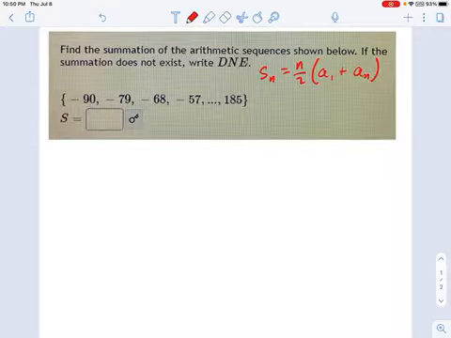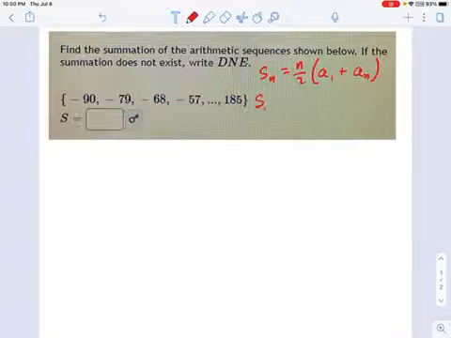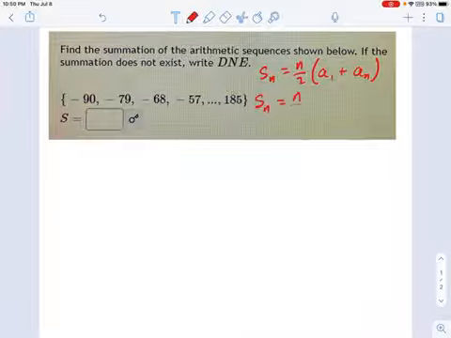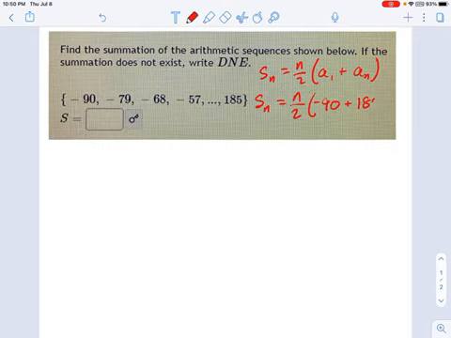Oh, okay. I know what an is. Even if I don't know what n is, I know what an is. The last term in the sequence is 185. So there are a few things we know here. Let's write those down. We know S of n, I don't know what n is, equals something times the sum of negative 90 and 185. So if we can just figure out what n is, we're basically done with the problem.